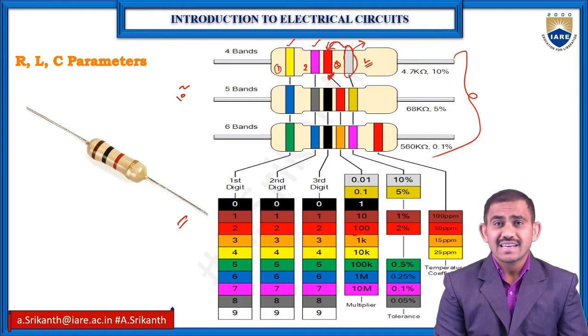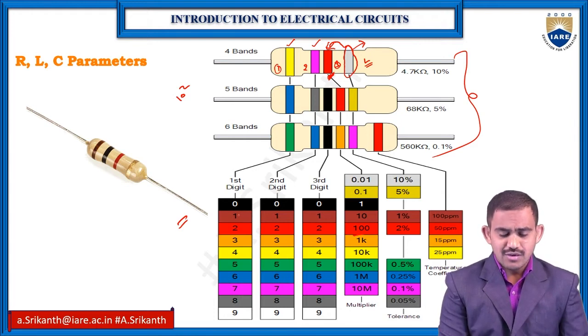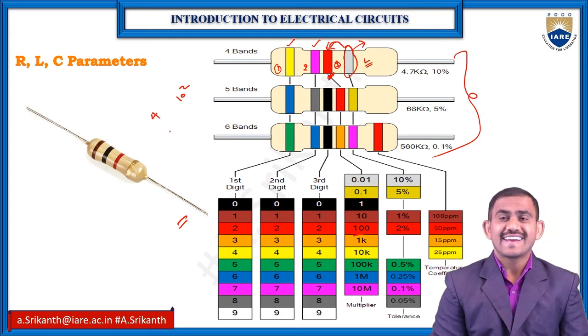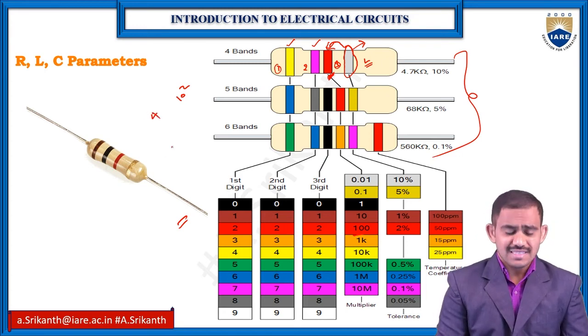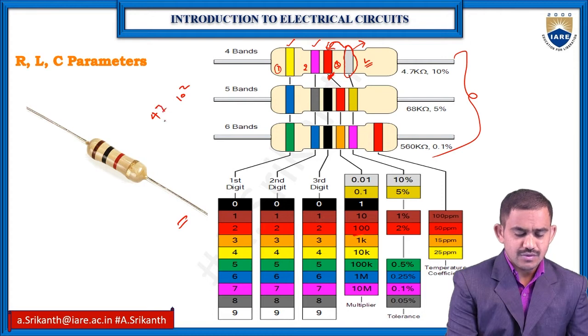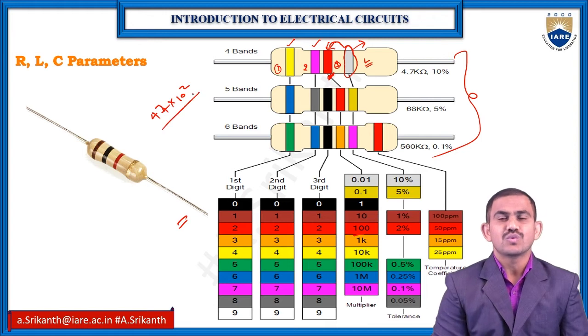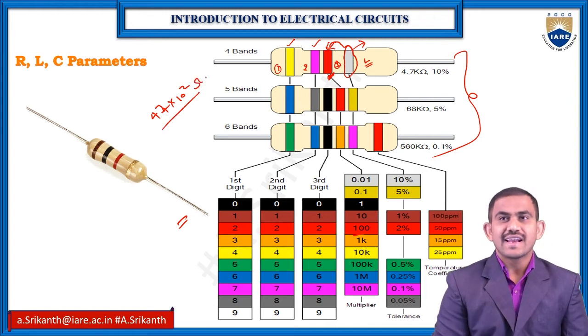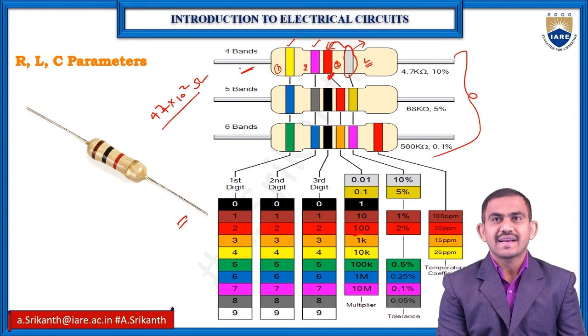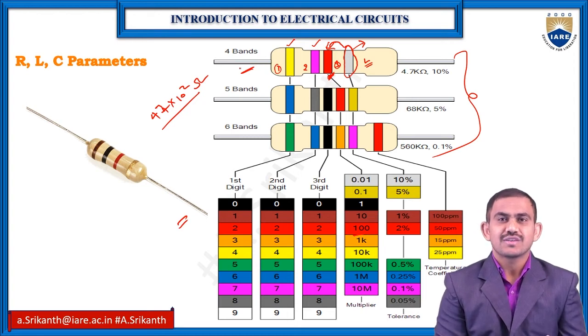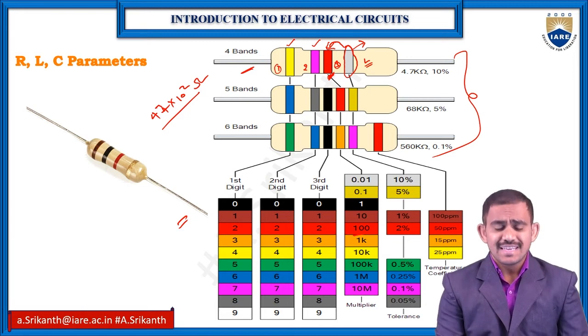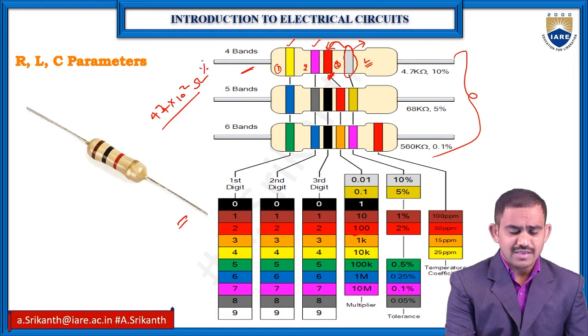Then violet color and yellow color, both are values. You just need to take the values. For yellow color we have 4, and for violet color the value is 7. That's it. So 4 7 into 10 power 2 is your resistor value. So this 4 band resistor value is 4 7 into 10 power 2, and we have the tolerance, that is 10%.